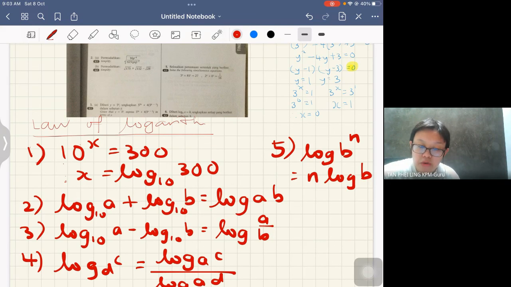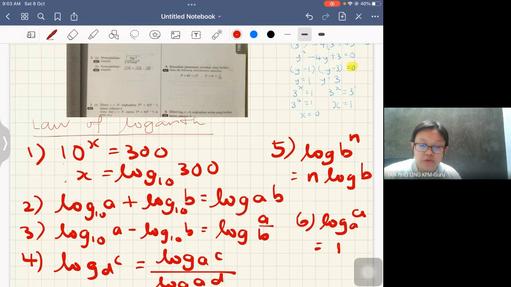We also have the 6th one, which is log a base a always equals 1. Log b base b always equals 1. Log c base c always equals 1. So there are 6 laws of logarithm.